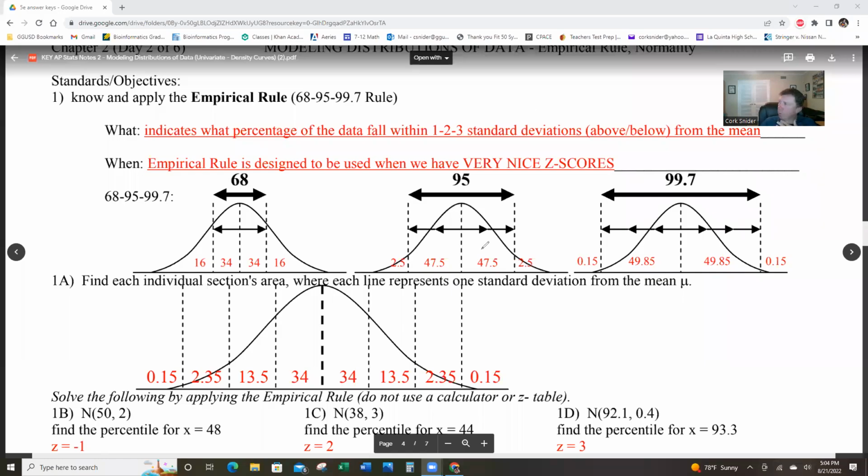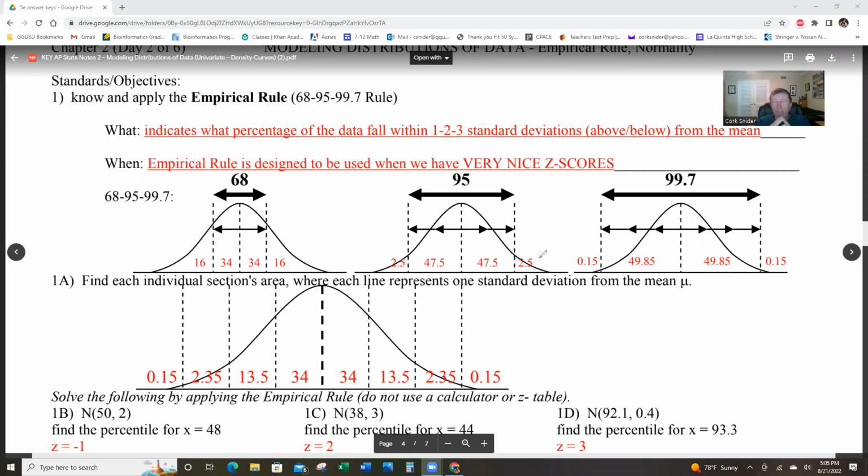Okay, this is chapter 2, day 2 of AP statistics, and this is the empirical rule. All of this is estimation, so you're not going to need a calculator today. And as always, you should stop the video and check things out and write things down as you need to. It's not a super long lesson.